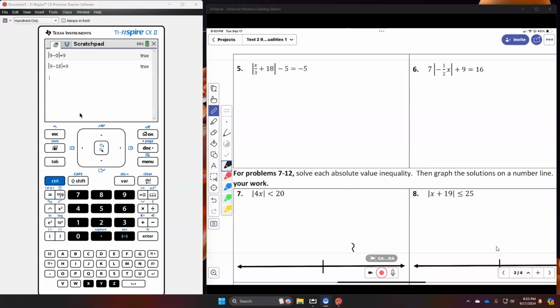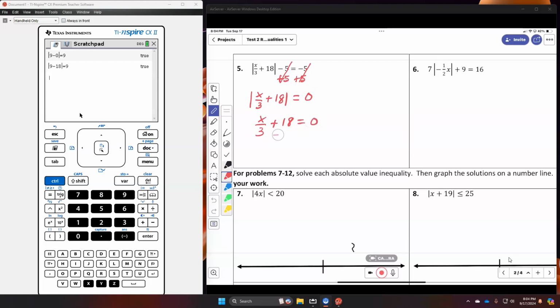So before you can separate this into two possible equations, you have to deal with the negative 5. So you add 5 to both sides. So you have the absolute value of x over 3 plus 18, and that's equal to negative 5 plus 5, that's 0. So in this case, you're just going to have one possibility. So you have x over 3 plus 18 equals 0.